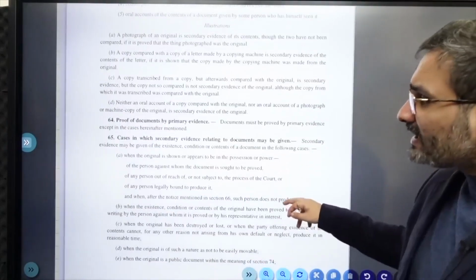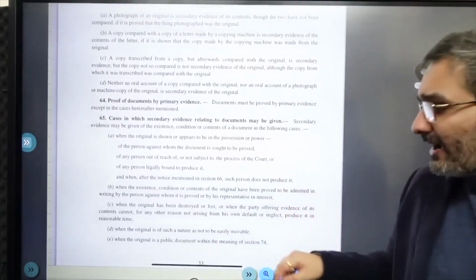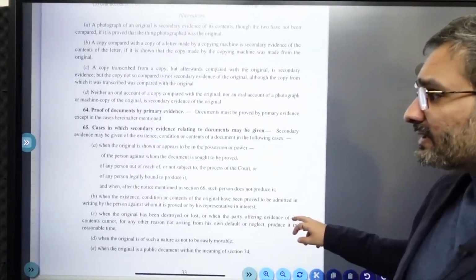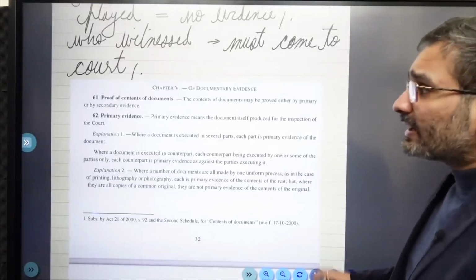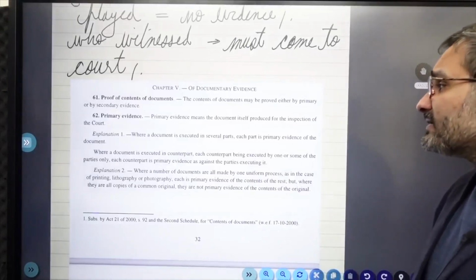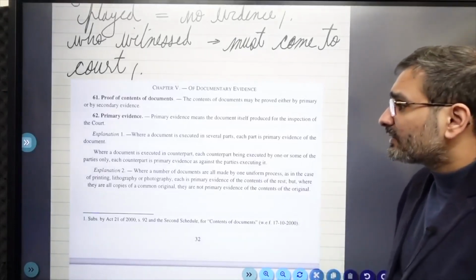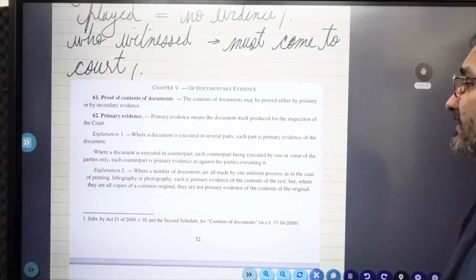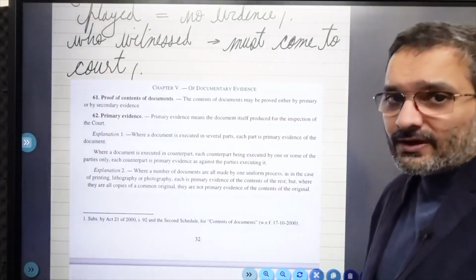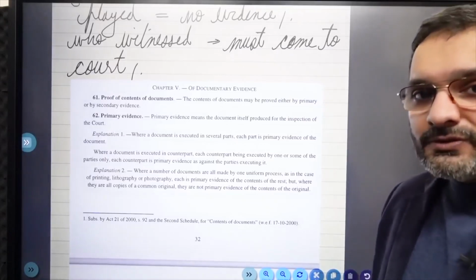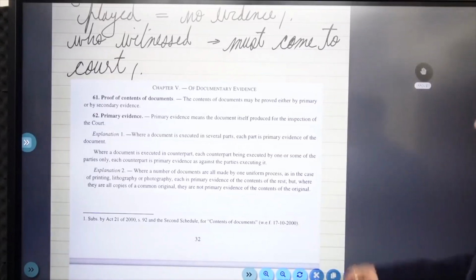तो यहाँ पे बड़ी सारी हमने complicated चीज़ें करनी हैं, just showing you कि ये सब है एक्ट के अंदर और आपको यही सब पढ़ना है, right? Primary evidence means the document itself produced for the inspection of the court. Where a document is executed in several parts, each part is primary evidence of the document. So if you produce a copy of a will, secondary evidence, but if you produce the will itself, primary evidence, right?